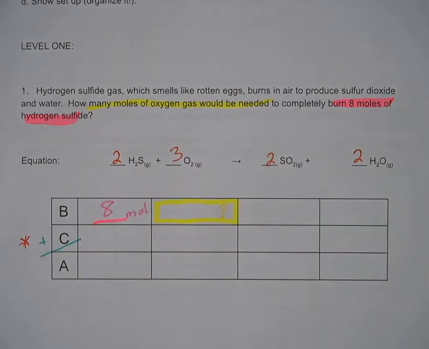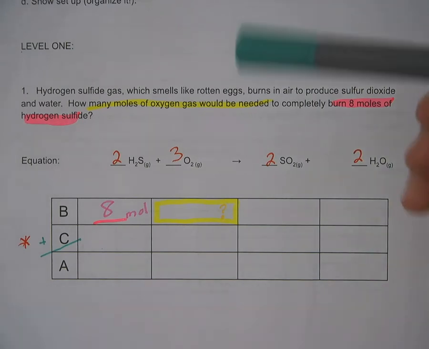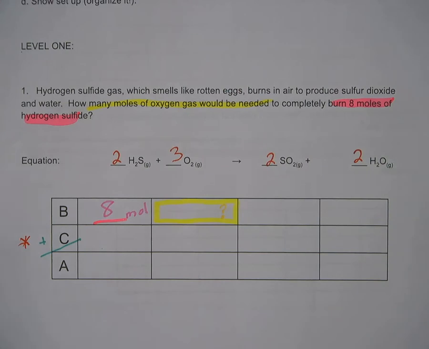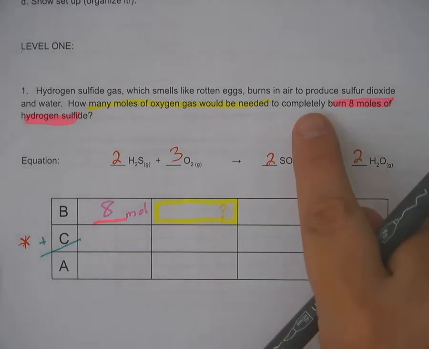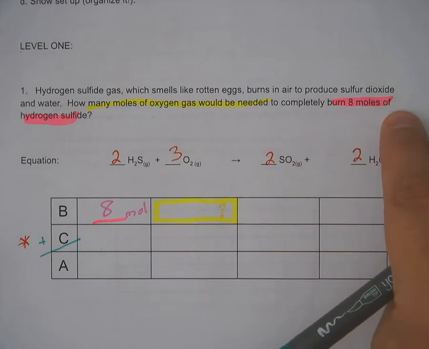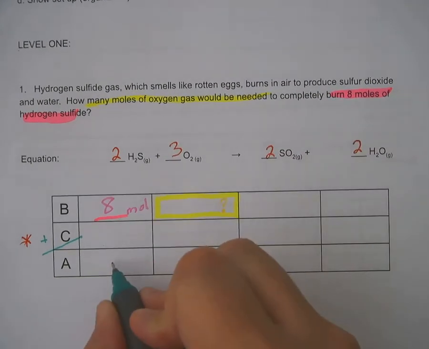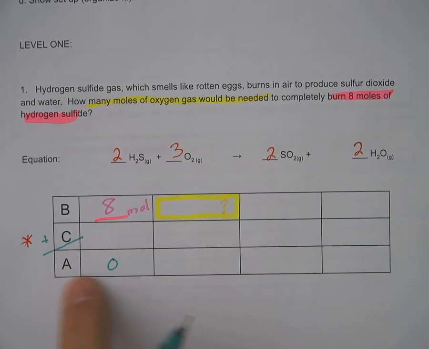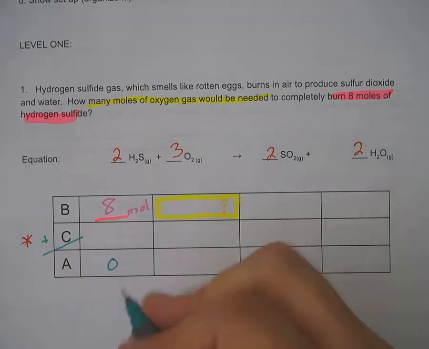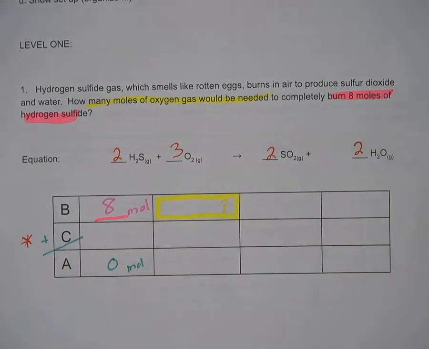Well, some of you might be trying to do this in your head, and that's great, but the power of the BCA table is where I really like to go for this. I'm going to use the green marker to show the thoughts here, okay? And so here it says we're going to completely burn 8 moles of hydrogen sulfide, which means at the end, in the after, there's 0 moles of hydrogen sulfide left over.